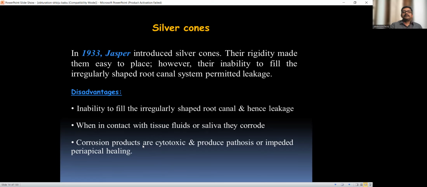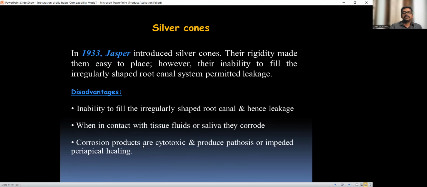So you can see that these silver cones were rigid enough to be easily introduced into the root canal space. But the drawback was their inability to fill the irregularly shaped root canal system, which causes further leakage. Other disadvantages: when in contact with tissue fluids or saliva, they corrode.